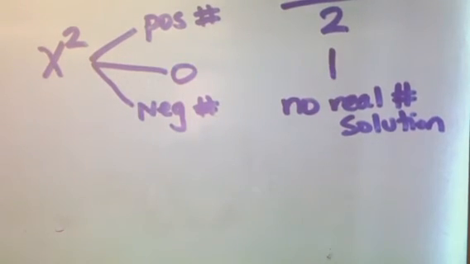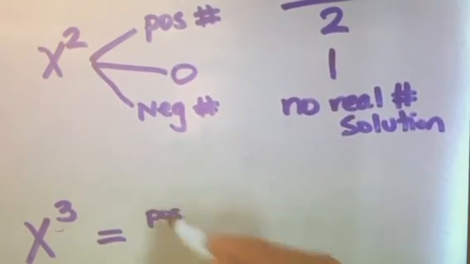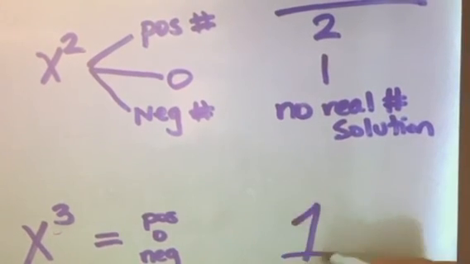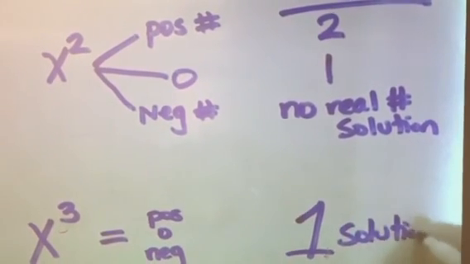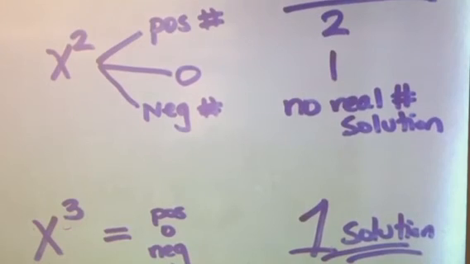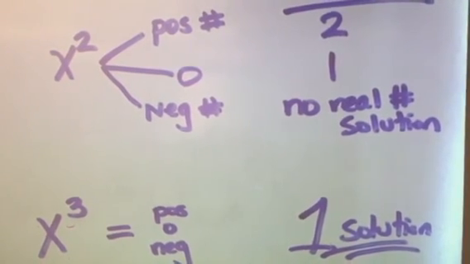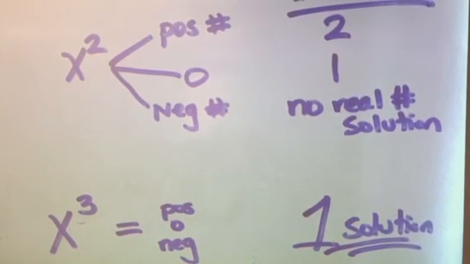Those are quadratic equations. Then we have cubic equations. No matter what x cubed equals, x cubed could equal positive, 0, or negative. No matter what x cubed equals, you will have one solution always. Let's look at a couple more examples where we add multi-steps to solving the equation.